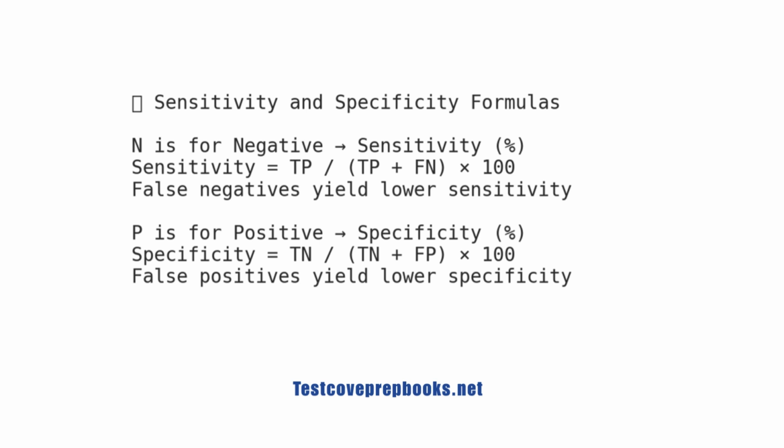Now, specificity tells us how well the test identifies people who do not have the disease. The formula is true negatives divided by the sum of true negatives and false positives, multiplied by 100. When false positives increase, specificity decreases. So remember, N is for negative. Sensitivity deals with false negatives. P is for positive. Specificity deals with false positives.